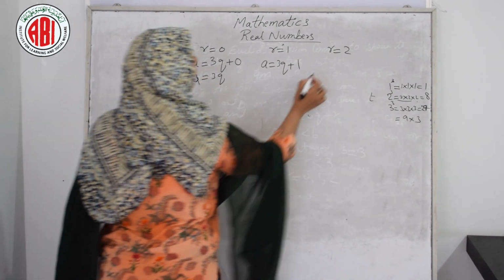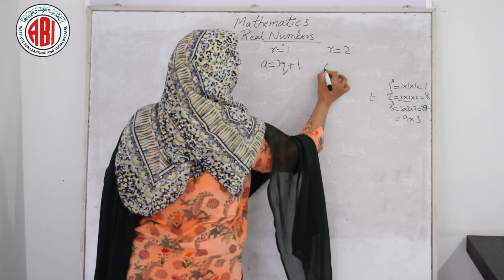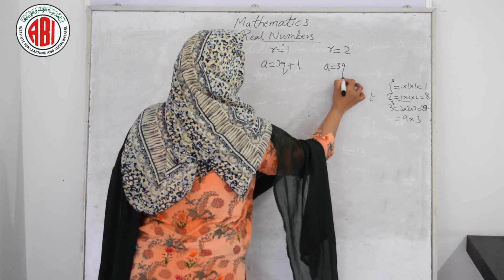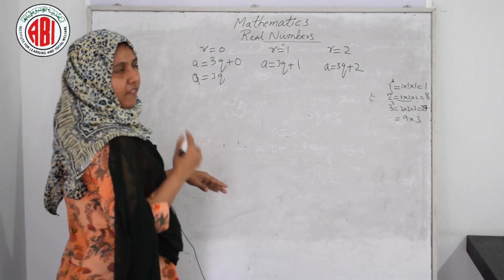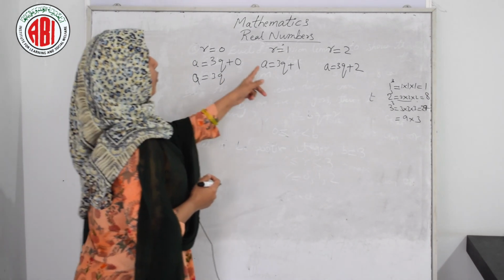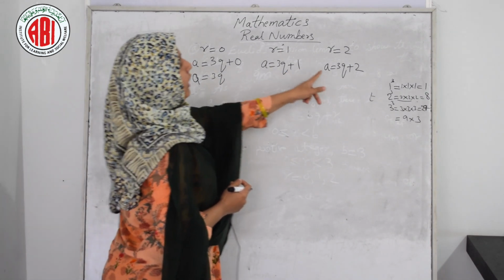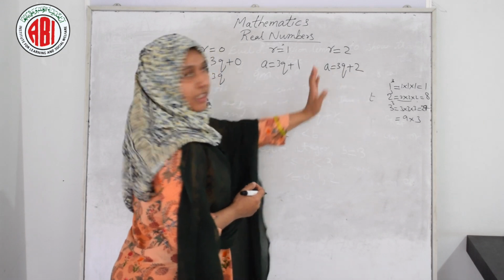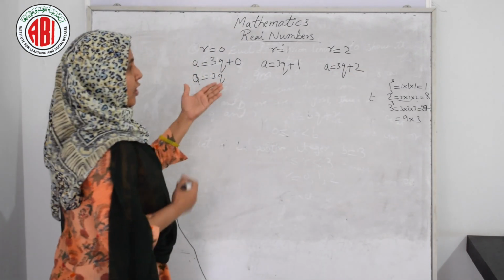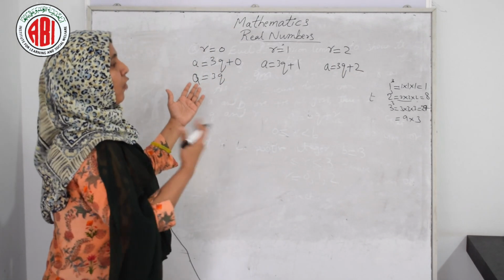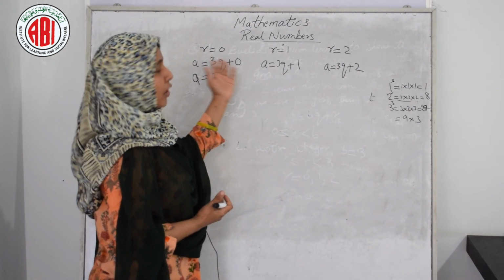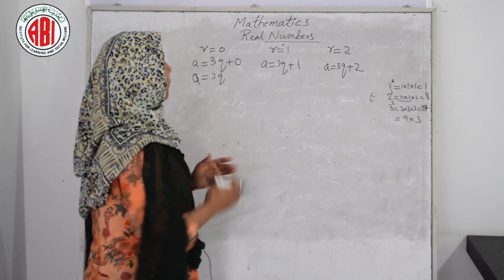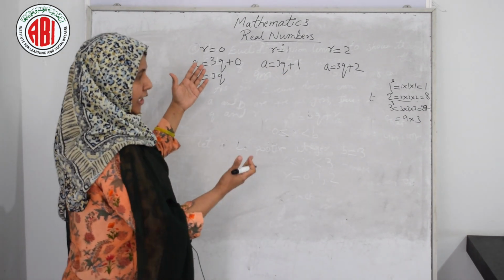And then a is equal to 3q plus remainder 2. So these are the 3 positive integers: a is equal to 3q, a is equal to 3q plus 1 and a is equal to 3q plus 2. Based on that, what we have to do in this question is prove about the cube of positive integers. So now let's start finding the cubes.